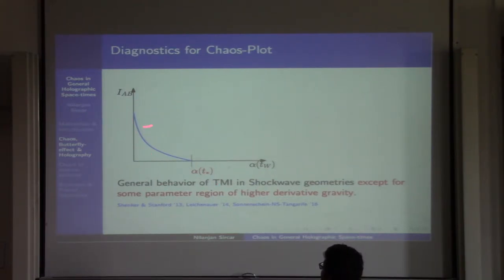So this is a typical behavior of the thermal mutual information in all these geometries. You start with some non-zero value, and after a certain point, at t equal to t star, which gives some alpha star, this vanishes. This is what we found in all the cases, like Lifshitz, the black D-branes, and everywhere, apart from some parameter region of the higher derivative gravity, where the behavior changes drastically. I will come to that. But for most systems, qualitatively, the behavior is this.